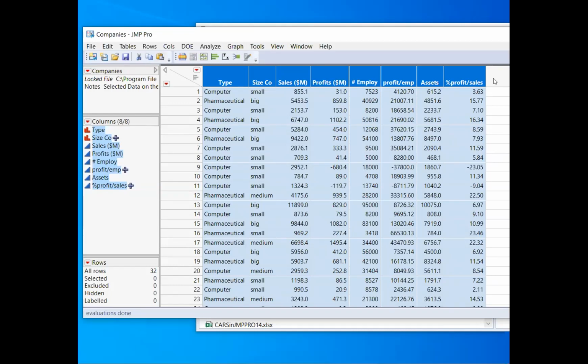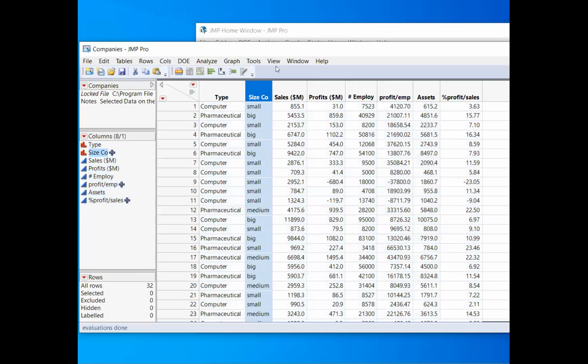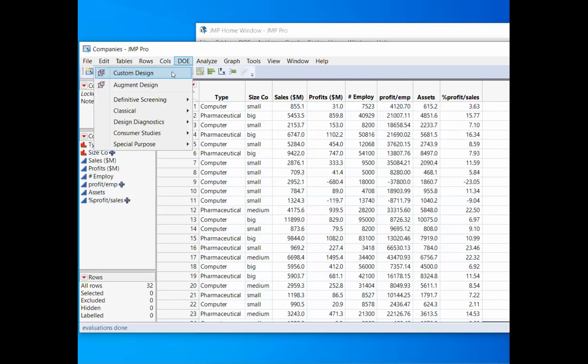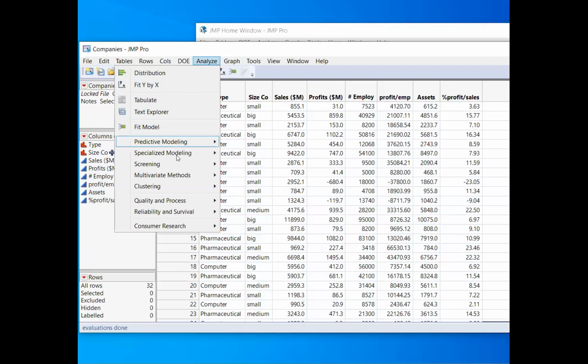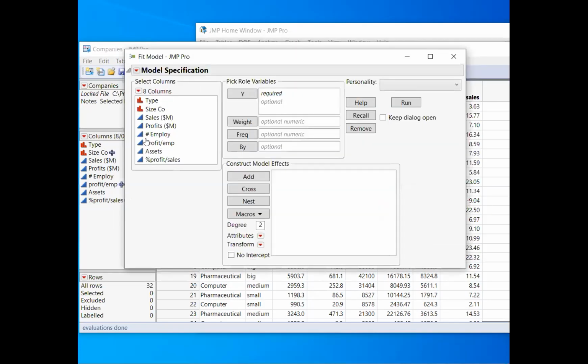After completing the first part of analysis, then we go for more complex analysis, which is fit model. So fit model is when you have multiple IVs and one continuous DV. DV continuous is profit, goes here.